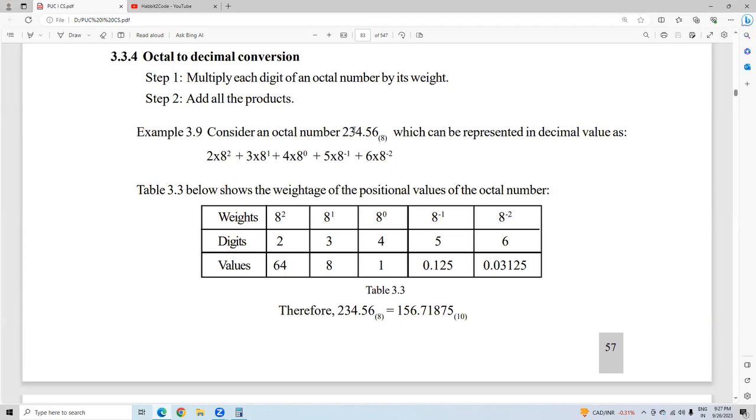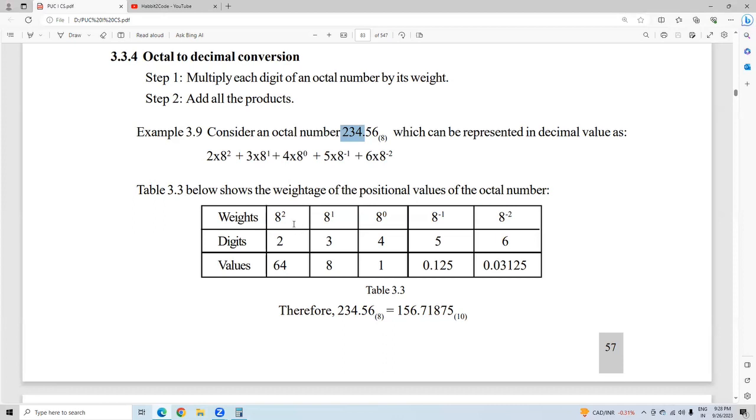So before the decimal point, whatever digits are there, 2, 3, 4, from the right side, give the powers to the 8 from 0 in increasing order. See, 4 into 8 raised to 0, 3 into 8 raised to 1, 2 into 8 raised to 2. After the decimal point, whatever digits we have, those digits' powers should be given in negative. That is, after the point we have 5 first, so 5 into 8 to the power of minus 1, 6 into 8 to the power of minus 2. So it continues.